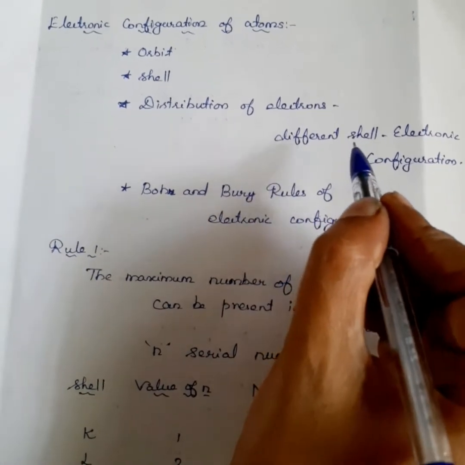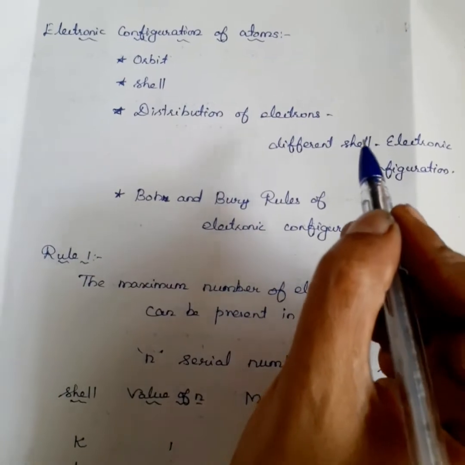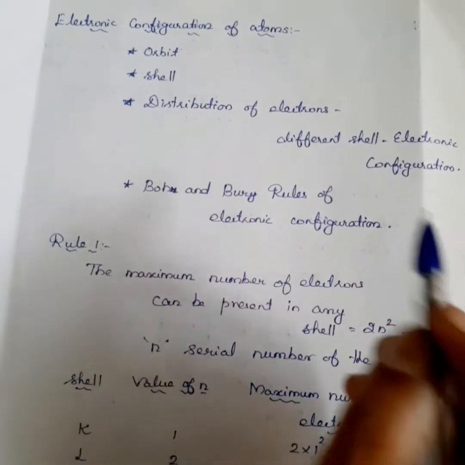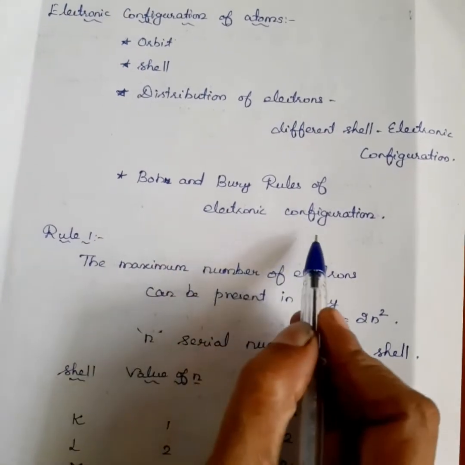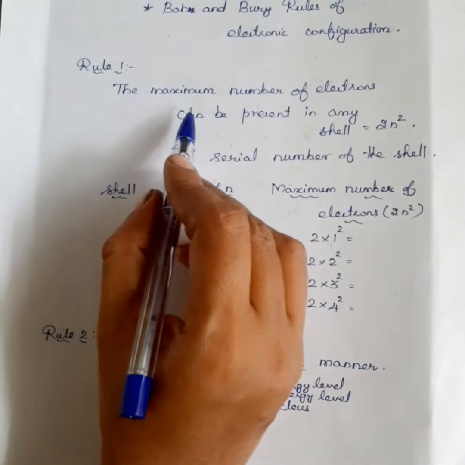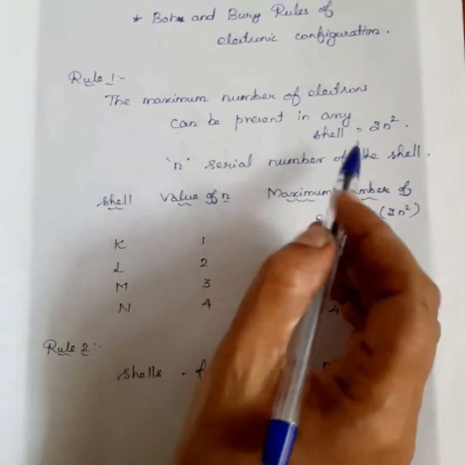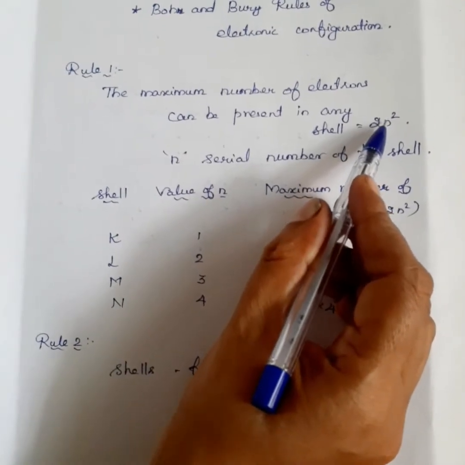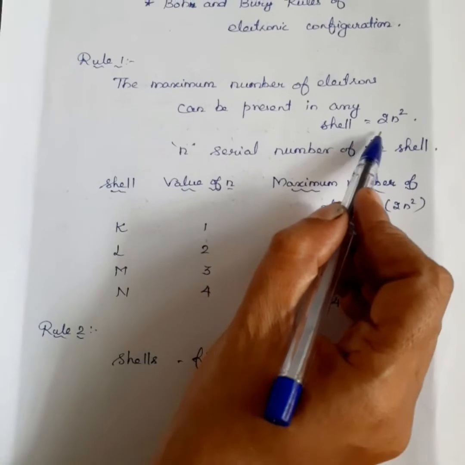This distribution of electrons is governed by certain rules, known as the Bohr-Bury rules of electronic configuration. Rule 1. The maximum number of electrons that can be accommodated in a shell is equal to 2n squared.